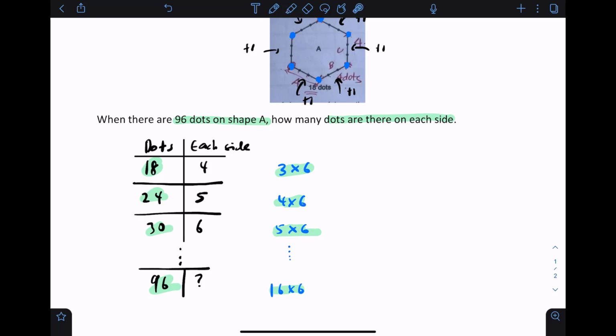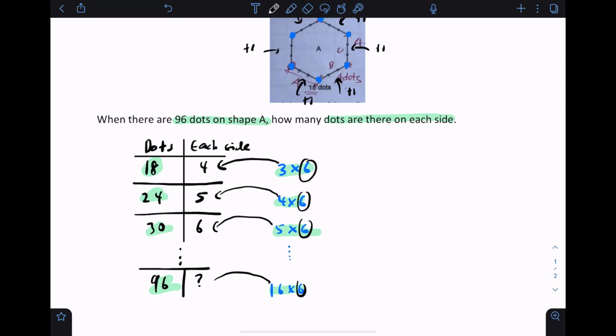And they are very closely linked to the dots on each side. Can you see the relationship between these numbers? Can you see a link between the 3 and the 4, the 4 and the 5, the 5 and the 6, 16 and this question mark as well? So 96, we know it's 16 times 6, right? Fantastic. So how do we find the number of dots on each side?